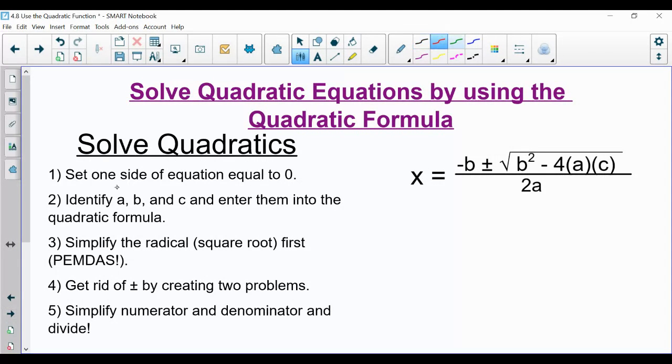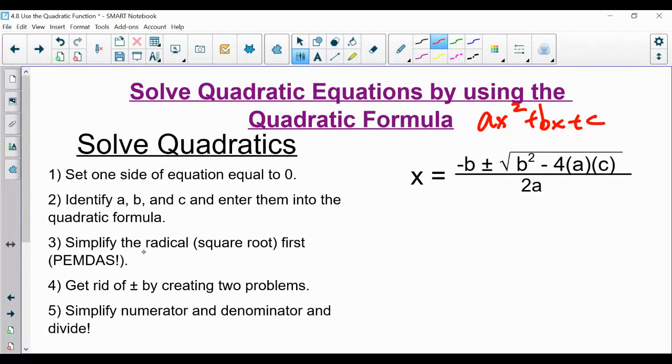In order to use the quadratic formula, one side has to be set equal to 0. So step 1, set one side equal to 0. Step 2, identify your a, b, and c. Remember, quadratics are written as ax squared plus bx plus c. So whatever is in front of the x squared is a, whatever is in front of the x is b, and whatever is by itself without an x is c.